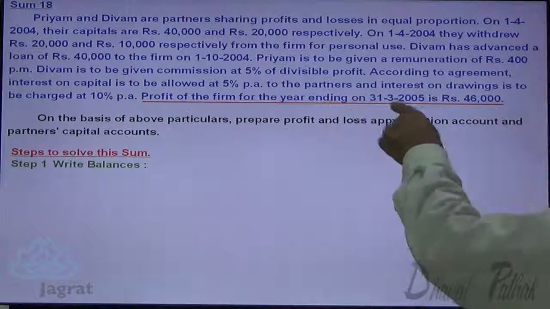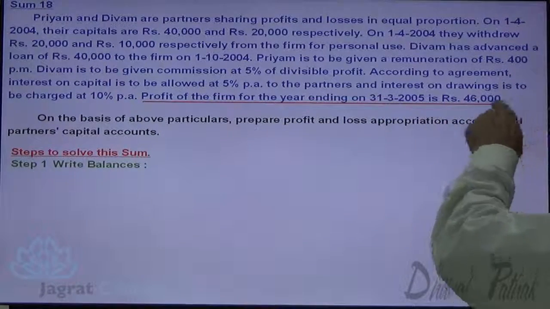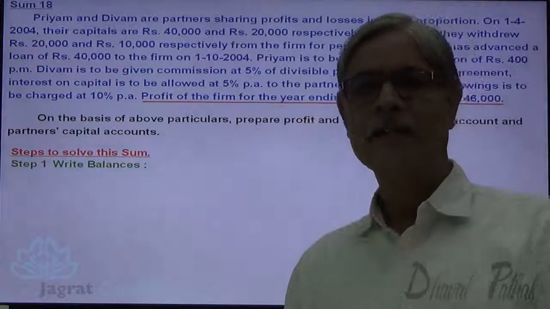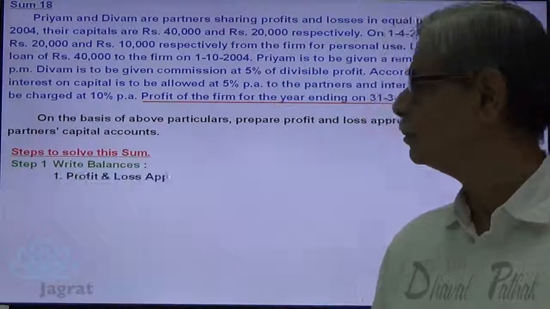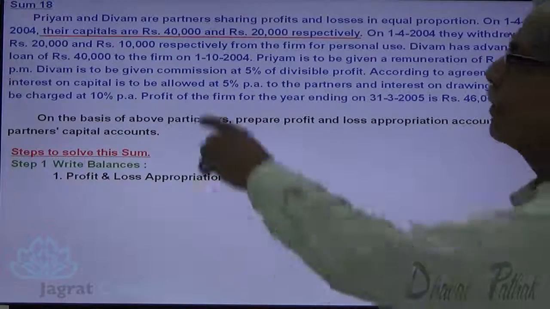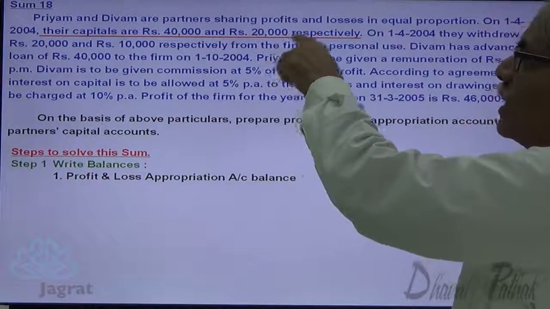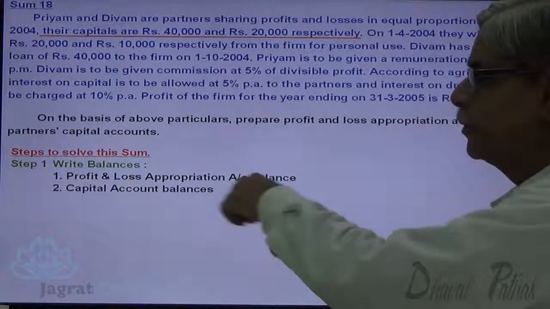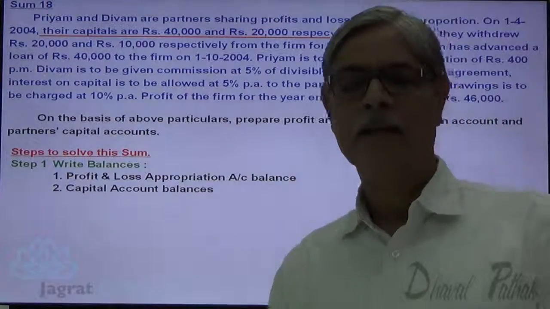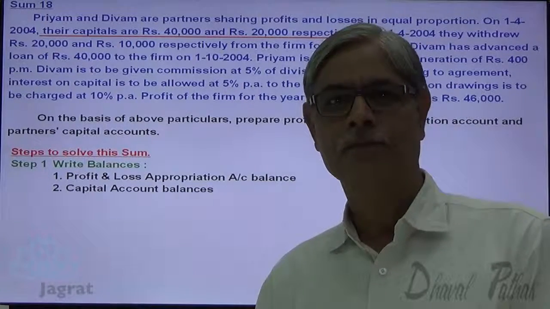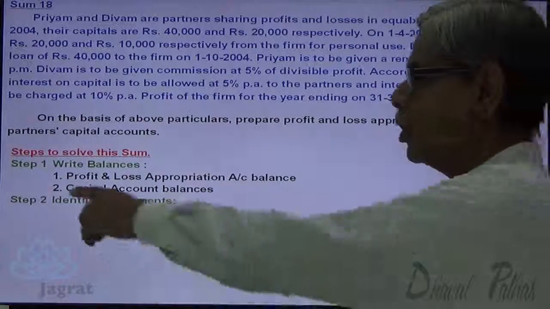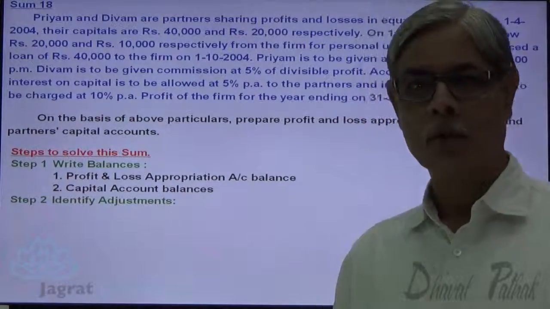Profit of the firm for the year ended on 31/3/2005, 46,000. This 46,000 will appear on the credit side of profit and loss appropriation account. Then write the balance. Their capital account balance is 40,000 and 20,000. That will be recorded in the capital accounts on the credit side. After writing the balance, just consider how many adjustments that you are required to consider. So identify the adjustment is step number 2.